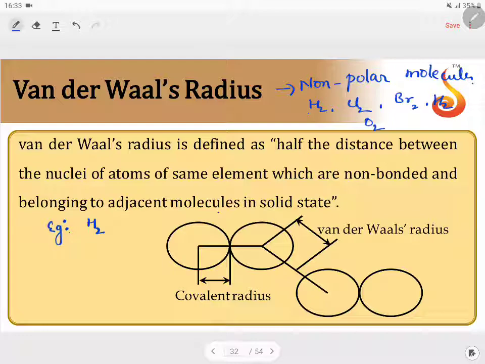In case of H2 molecule, this is one hydrogen, hydrogen, they're bonded through a single covalent bond. Again, this is also hydrogen and hydrogen, bonded through a single covalent bond. We know that between these two hydrogen molecules there is a van der Waals force. In case of van der Waals force, the atoms will not come closer to each other, there is no overlapping of orbitals.